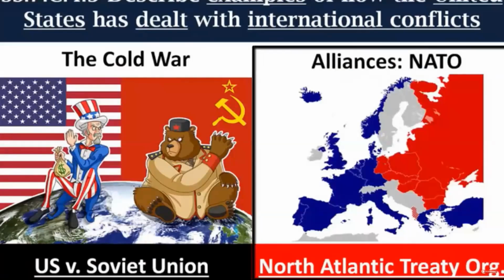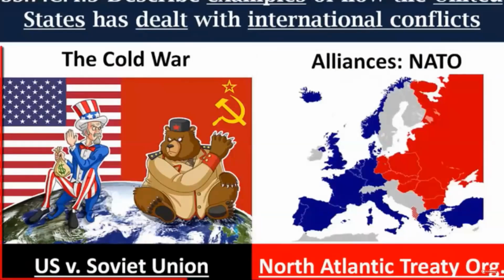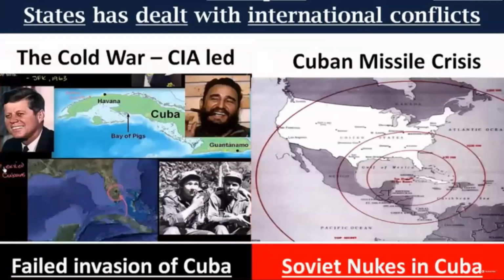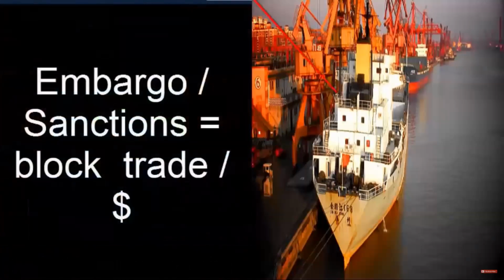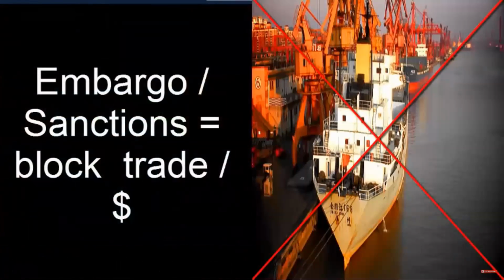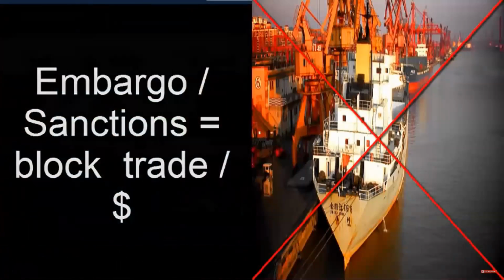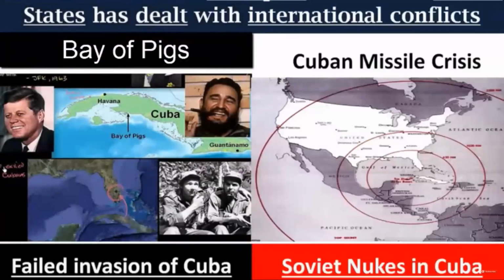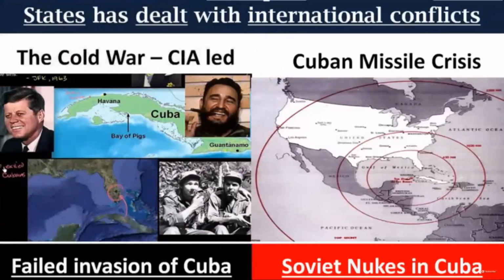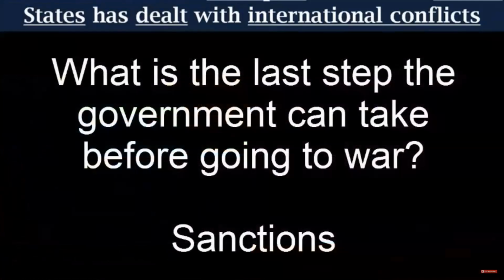And NATO has played a big role in the Cold War, that decades-long conflict between the United States and the communist Soviet Union. The U.S. government will also place sanctions and embargoes to block trade with a country, which they have had on Cuba for the past 50 years following the Bay of Pigs invasion and the Cuban Missile Crisis, when the Soviet Union placed nuclear weapons there just 90 miles from our shore. Sanctions are the last step the government can take without actually going to war.